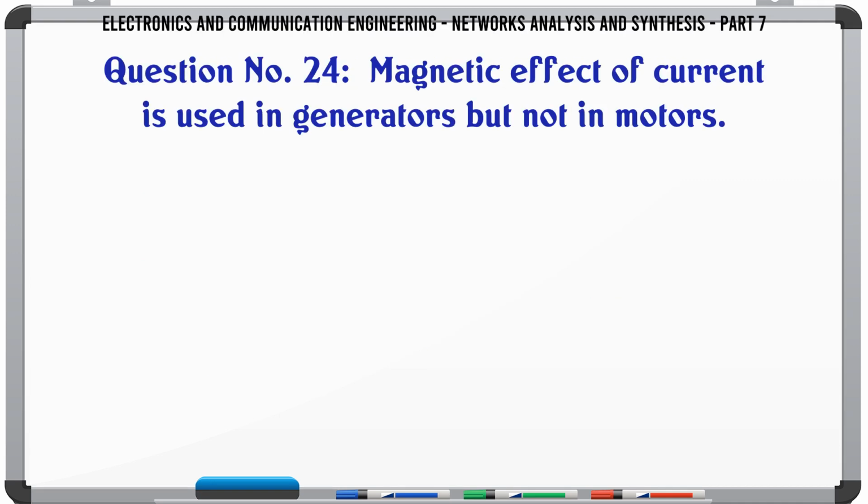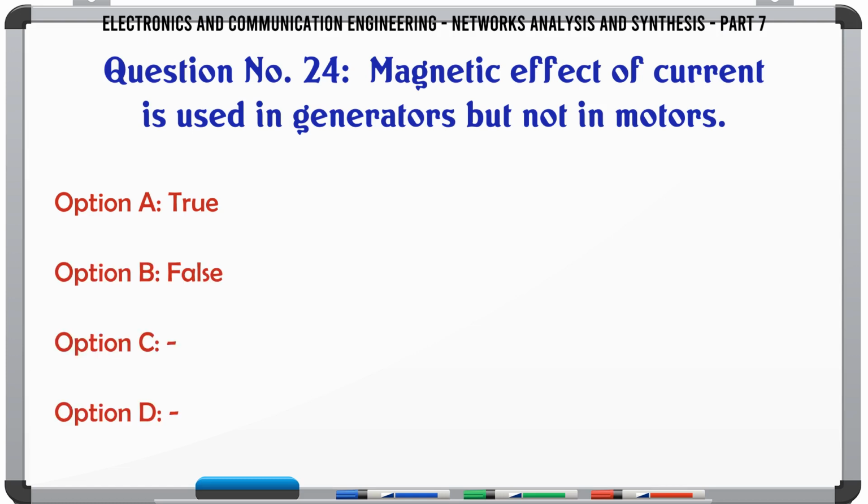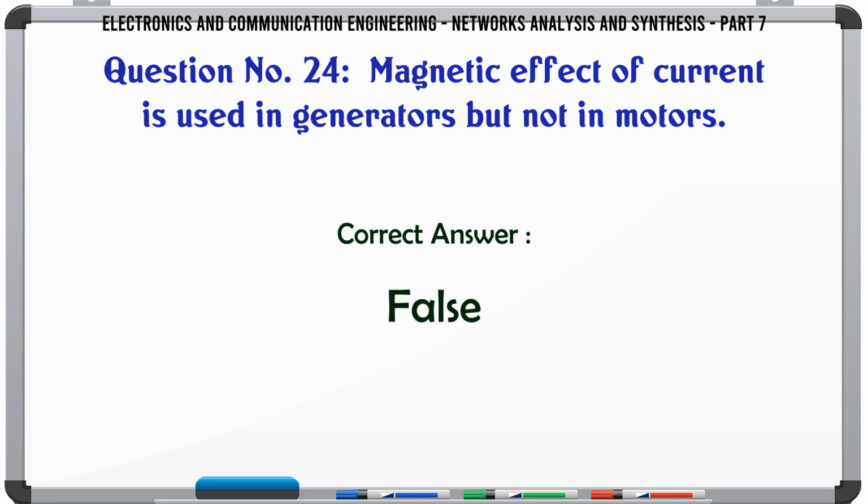Magnetic effect of current is used in generators but not in motors. A true, B false, C, D. The correct answer is false.